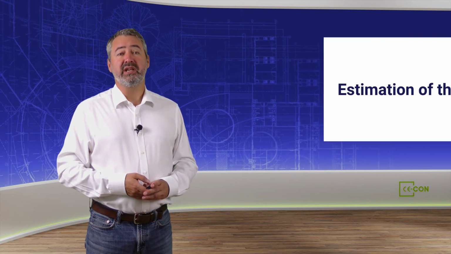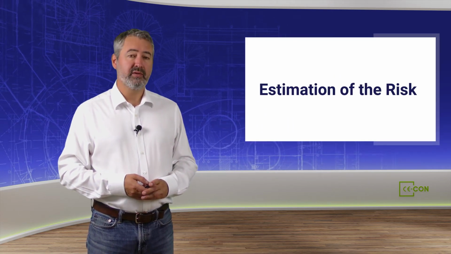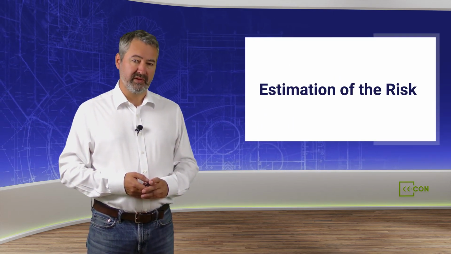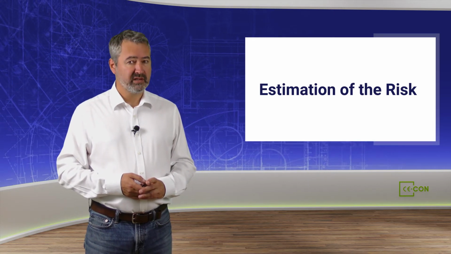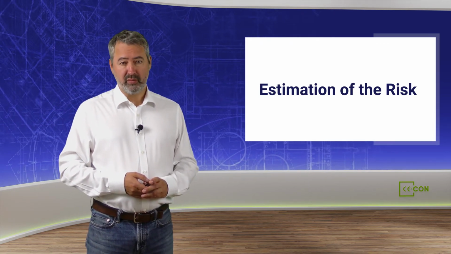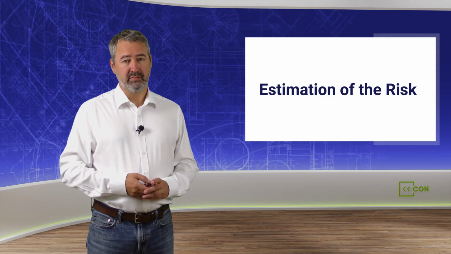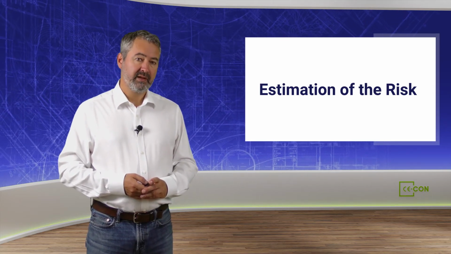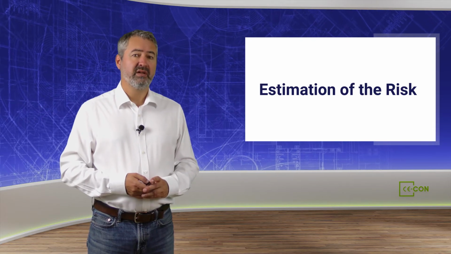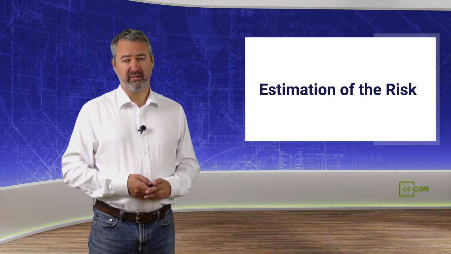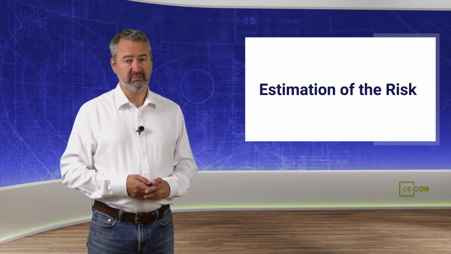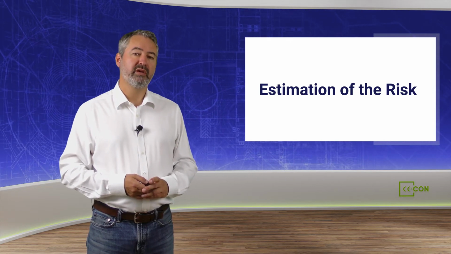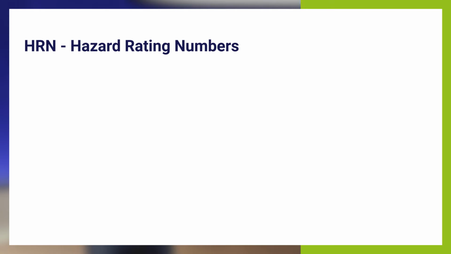Let us come to the estimation of the risk. Unfortunately, there is no specific rating system provided by the standard. It would be so simple if there was. In fact, a variety of different systems exist. Some easy, some hard, and some complicated and hard to understand. A very common, plausible and internationally known procedure is the Hazard Rating Number System, or HRN for short.